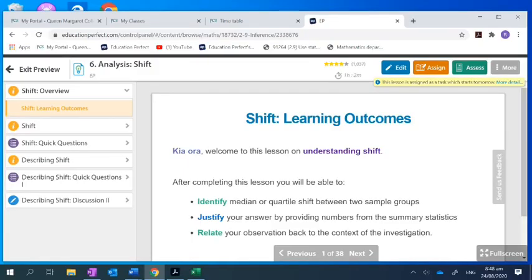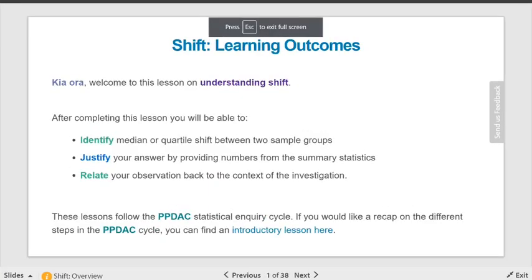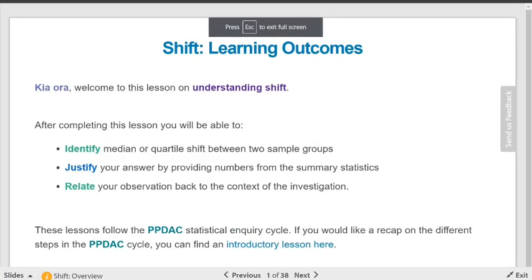Okay, and again, this is all assigned to you, including the parts that I'm going through in class. Also, remember that I'm recording these, so they're out there for you if you need them. So, today we're going to talk about understanding shift. After completing this lesson, you should be able to identify the median or quartile shift between two sample groups.